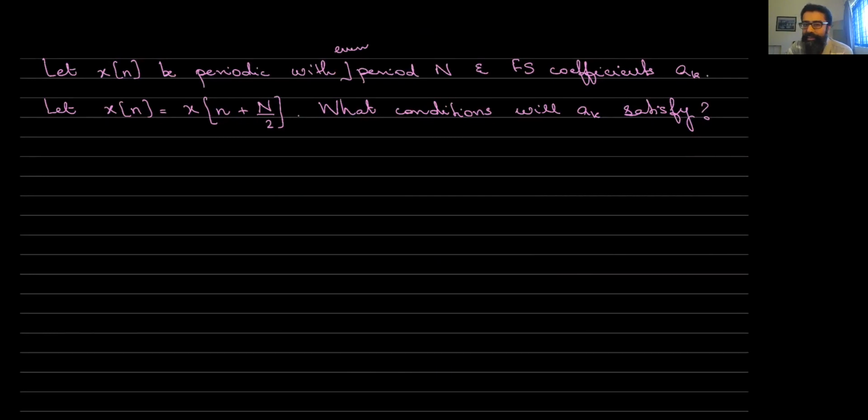So this is something similar to what I typed in WhatsApp as well. Let x of n be periodic with an even period capital N and Fourier series coefficients a sub k. And additionally, it should satisfy x of n equals x of n plus capital N by 2. What conditions will a sub k satisfy?